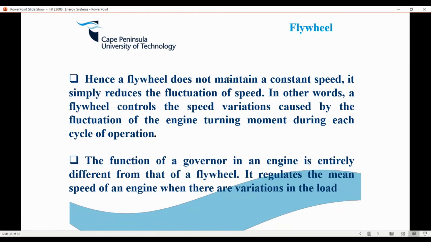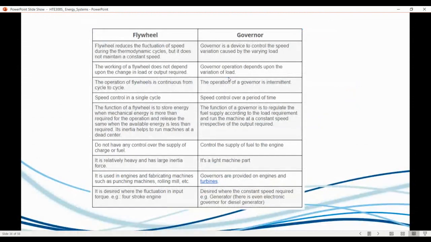You might ask why it's important. We've got another friend on the other side, called a governor. The function of a governor is different from a flywheel. A lot of people think they're the same thing, because a governor regulates the mean speed when there are variations in load, whereas a flywheel doesn't maintain speed, it deals with fluctuations rather. So here are examples between the flywheel and a governor. It's not really important, you don't have to know this, but it's for more information's sake. I'm just going to highlight the salient points.